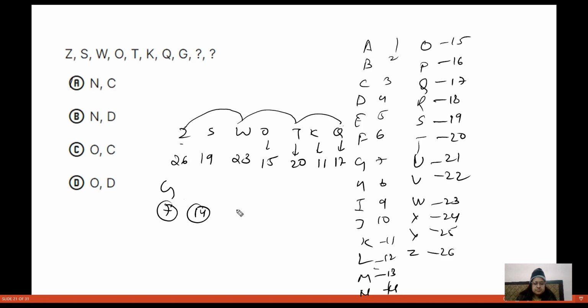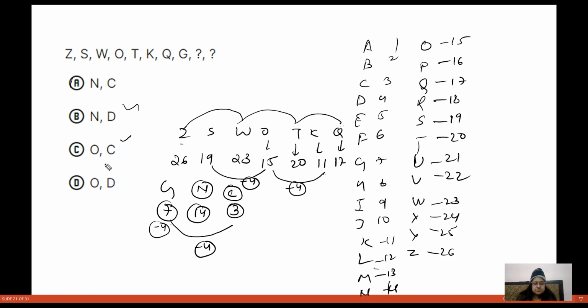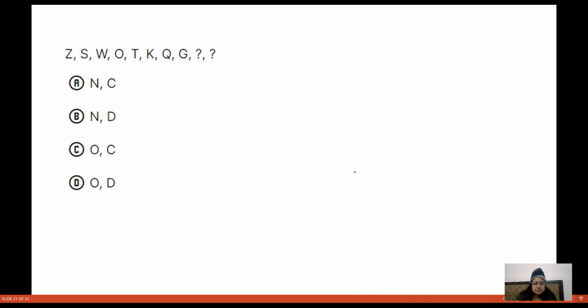So what is 14? 14 is N. So I'm getting N here. Now I have two options, either NC or ND. Okay, so now from 9 to 14 minus 4. From 15 to 11 again minus 4. From 11 to 7 again minus 4. So from 7 minus 4 I'm getting 3 here, and 3 is C. So I am getting NC. Okay, this is that simple. Fine, so this is it.